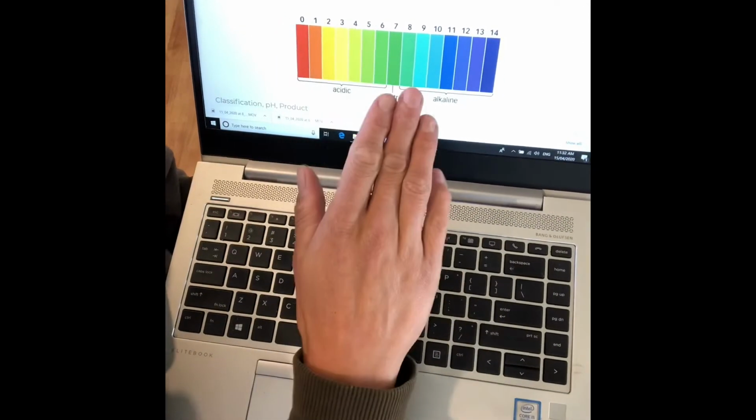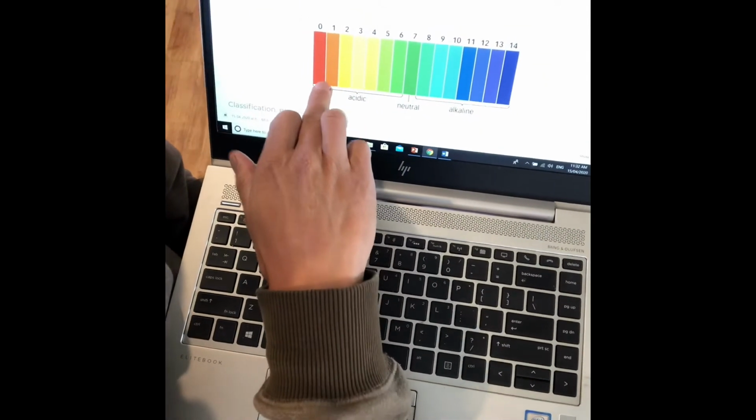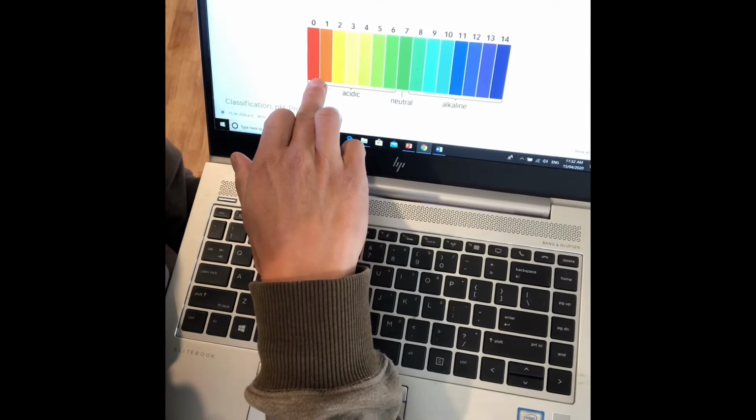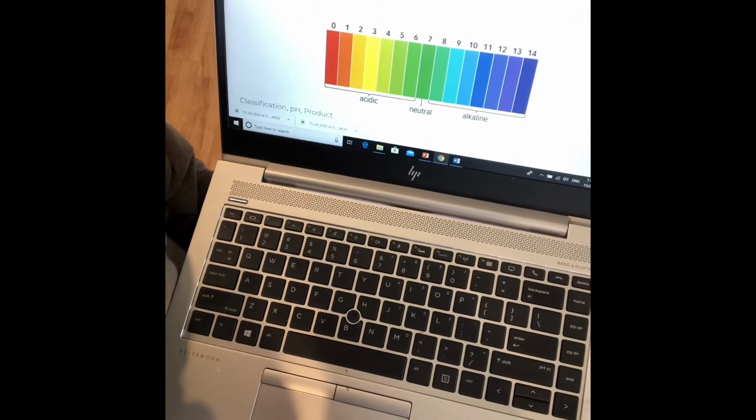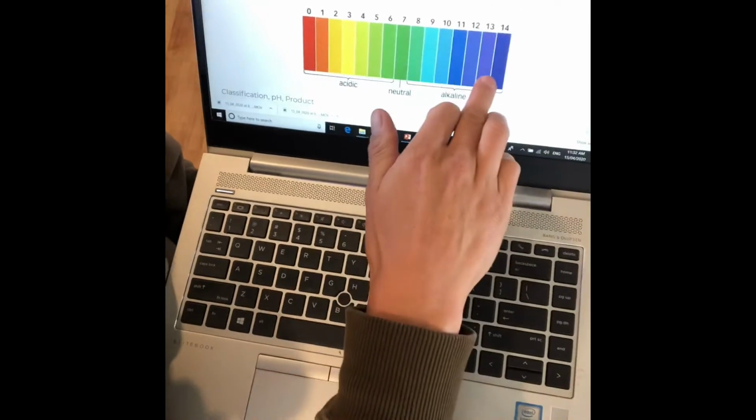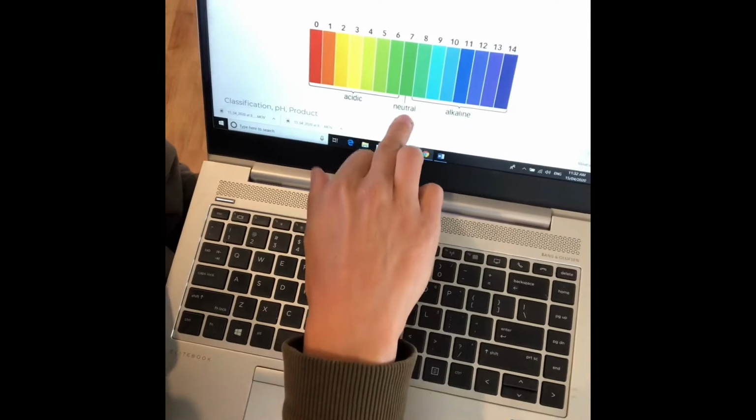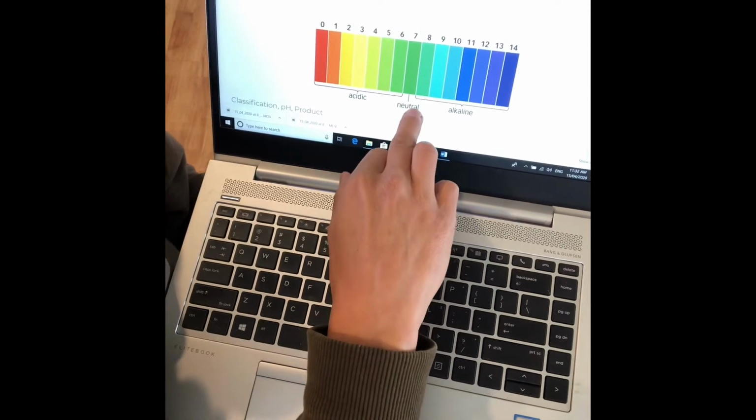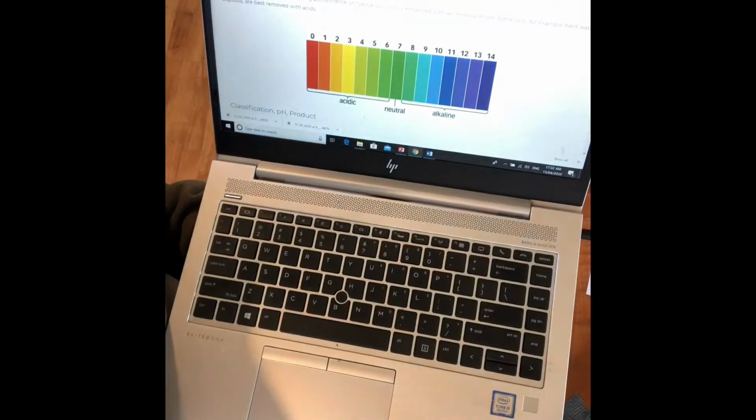Okay? The important thing to remember though is the pH: the lower the number, the more acidic it is. Sometimes people get that confused because they think if something's very acidic, it must be a high number. No, acidic is low, alkaline is high, a high pH. Neutral is what we would consider to be, for example, water or salt, which we'll go on to discuss afterwards.